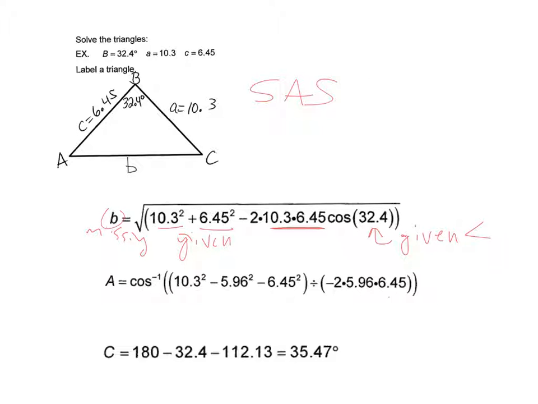Be very careful entering this into your calculator. Your calculator needs to be in degree mode, and all the parentheses that you see here need to be part of your entry. It all goes in at once, and you need all the parentheses that you see or it's not going to come out right. So once you have it in your calculator, you'll find that B is equal to 5.96.